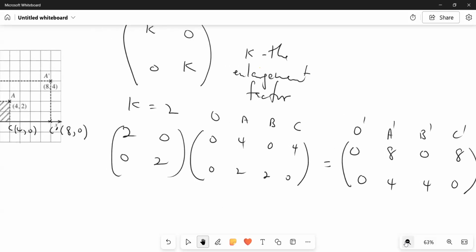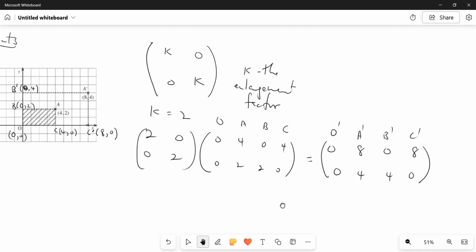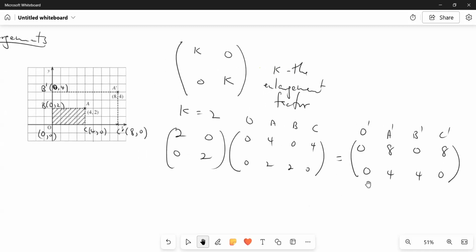Oh my, all right, let me make it smaller. All right, look. O prime is the origin. That doesn't move. Right? That didn't move here. A prime, 8, 4. B prime, 0, 4. C prime, 8, 0. Right? Let me see that there.